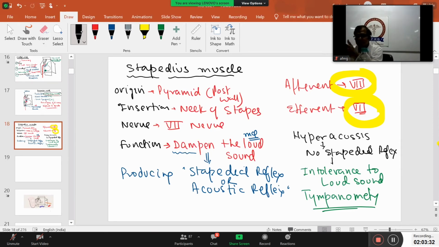Let us revise and see how much time it takes to revise the anatomy of the ear. Note the time. Check the time.